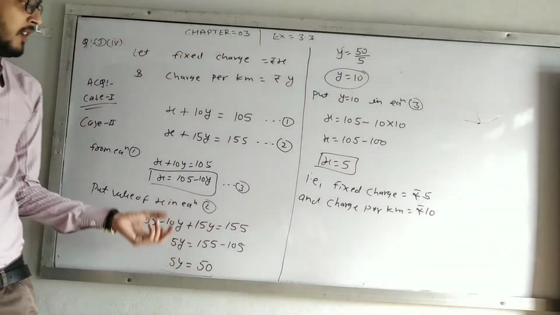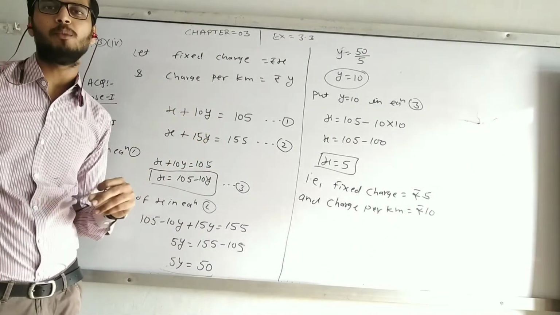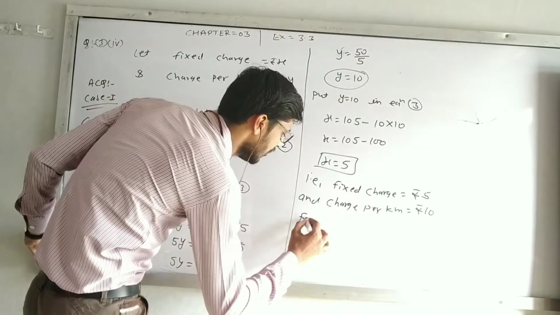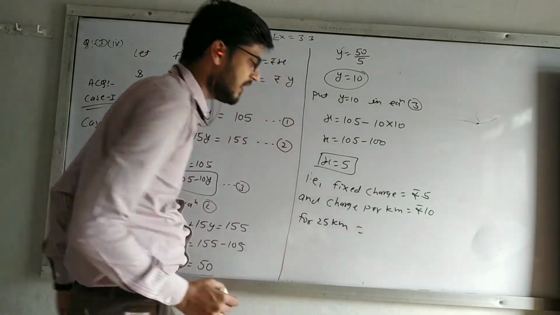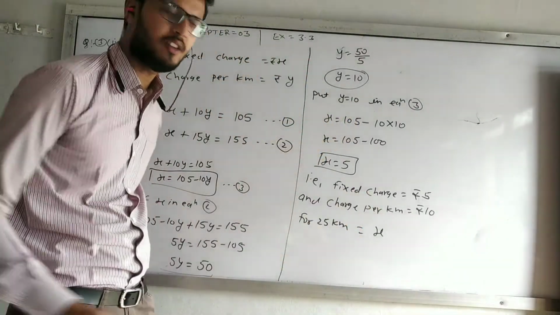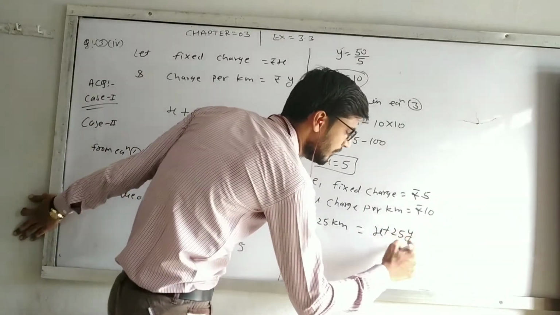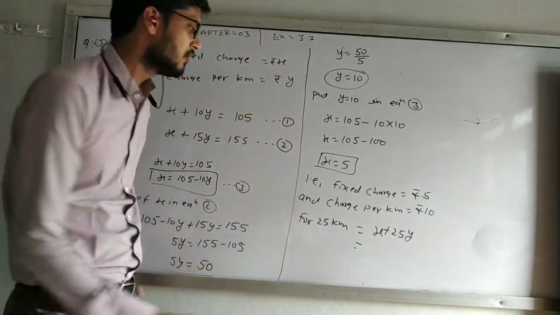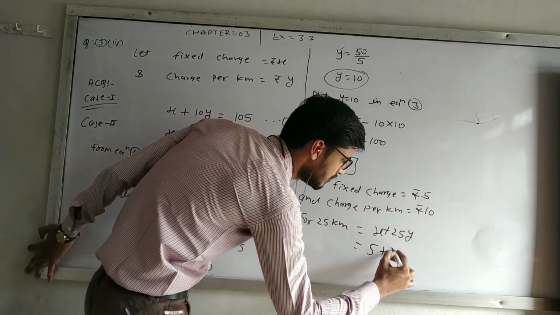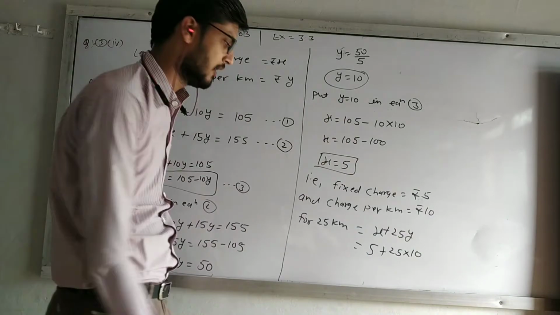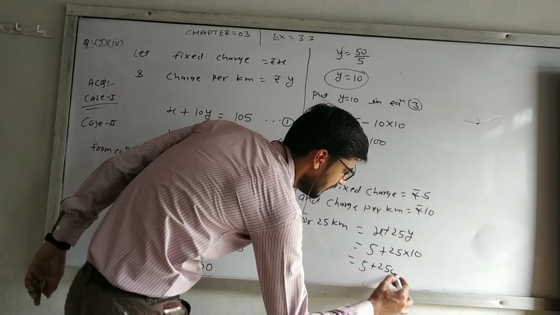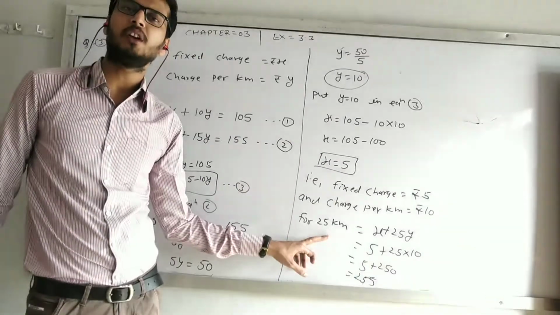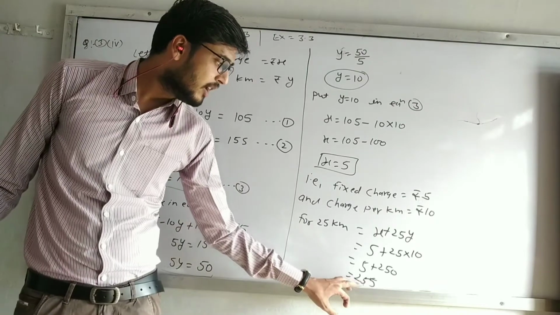Now another question: if we travel 25 kilometers, then what charge does he pay? So for 25 kilometers, what is our equation? Fixed charge is X, and the journey is 25, and the per kilometer charge is Y. So we put the values of X and Y in this equation. X is 5 plus 25 into the value of Y, which is 10. So 5 plus 250 we get 255. It means if we travel 25 kilometers, then he pays rupees 255.